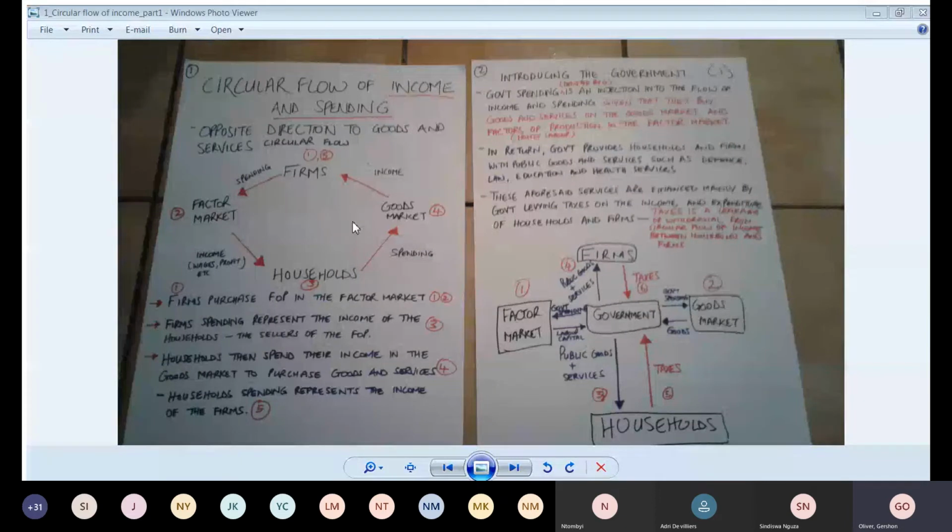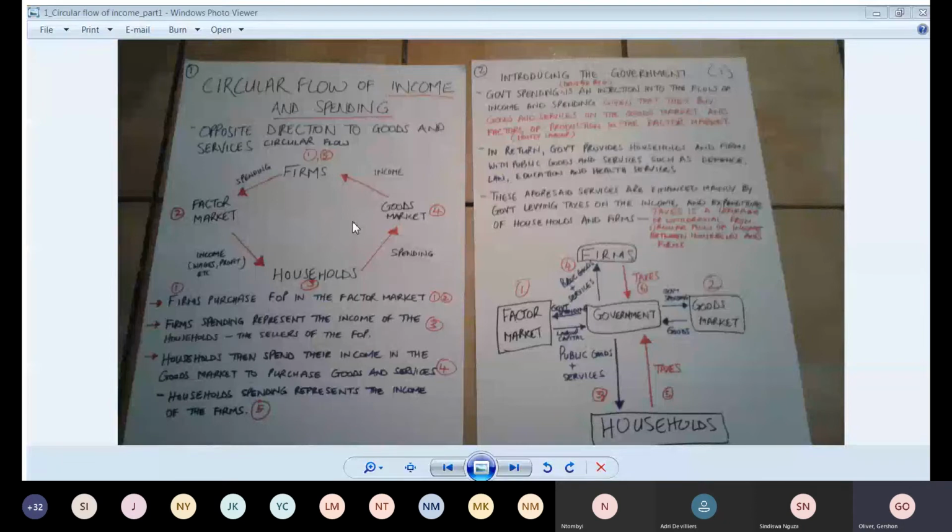So I'm going to explain now, once we introduce the government into the circular flow of income and spending. Government spending is an injection into the flow of income and spending, and the reason is, what is government spending? In terms of the Western Cape economy, the budget is now easily about 65 billion. That's provincial government. 70% of the budget comprises health as well as education. Those are the two biggest departments. So what are they building? They're building hospitals or they're building schools.